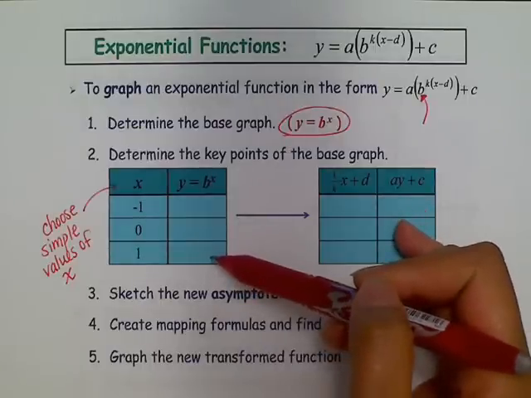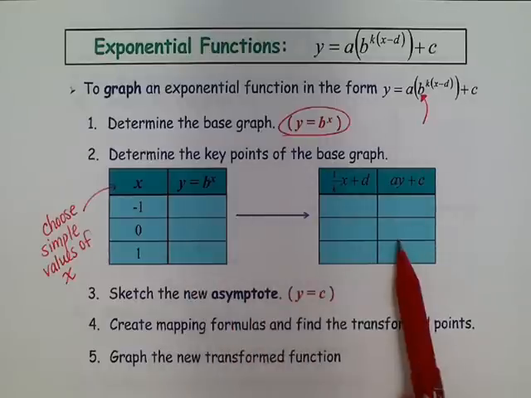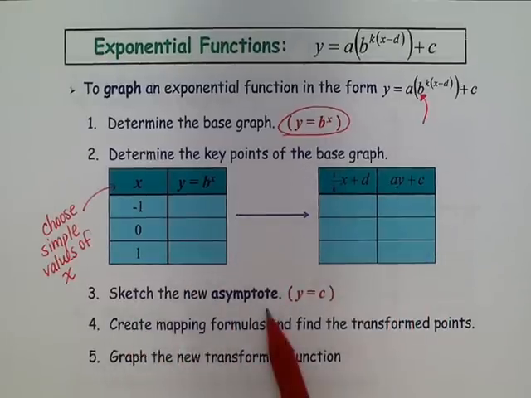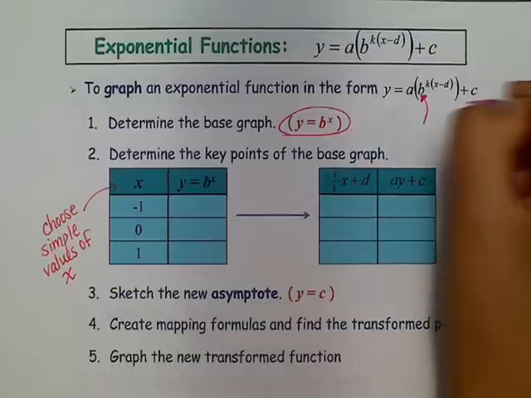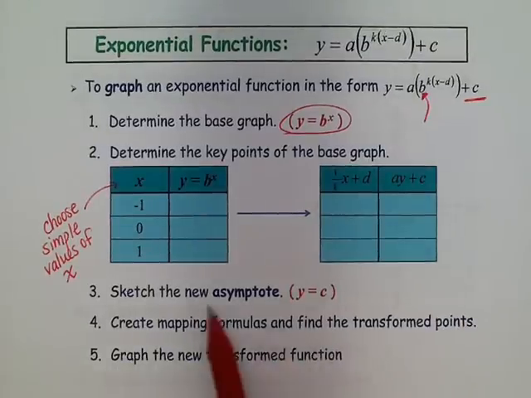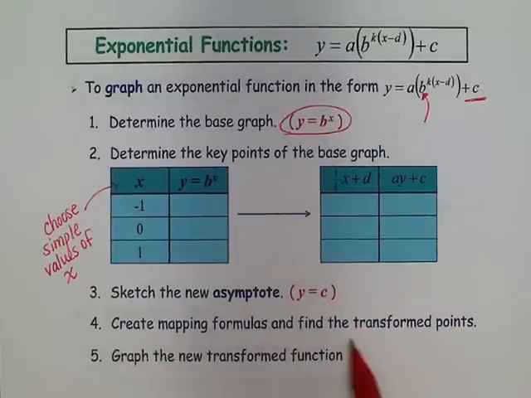Once you know those, you can either use the mapping formulas to create your new points, or come up with a new asymptote. Remember what we said earlier: the asymptote changes depending on whether you shift the graph up or down. So the c value here will tell you what the horizontal asymptote is. You want to come up with your mapping formula and the key points for your new graph, then graph the asymptote and graph the new transformed function as well.